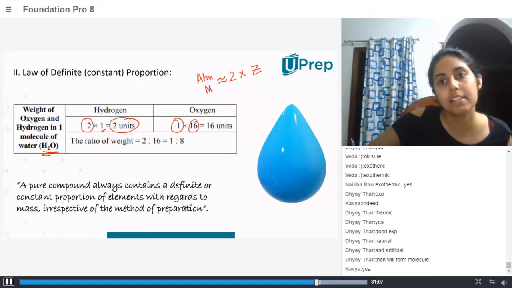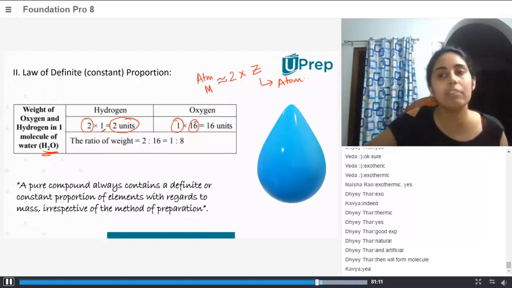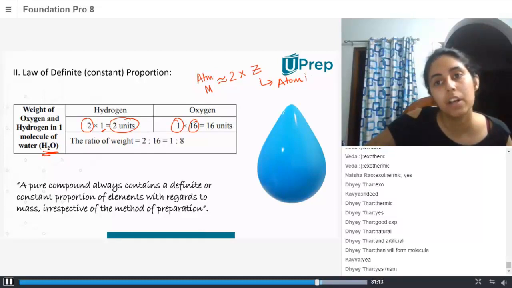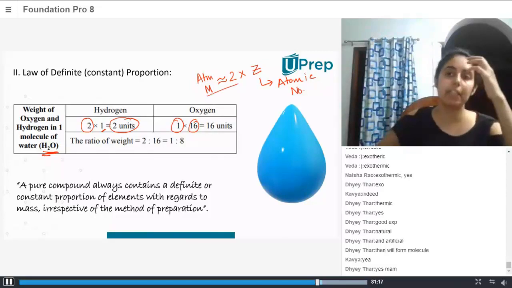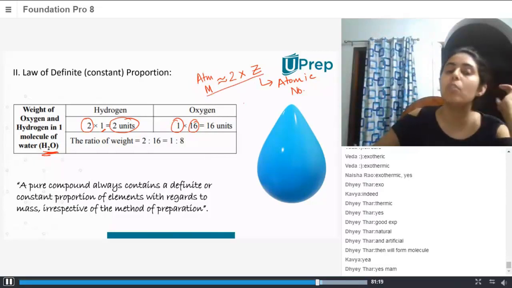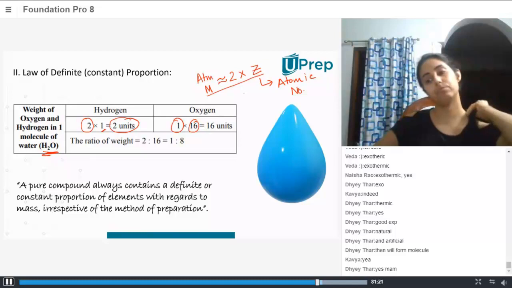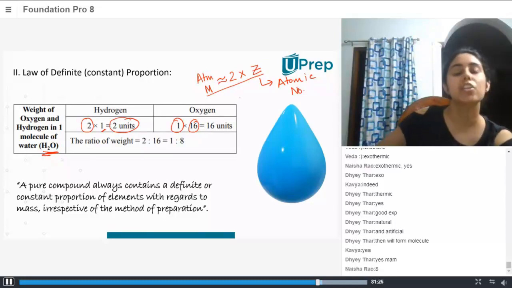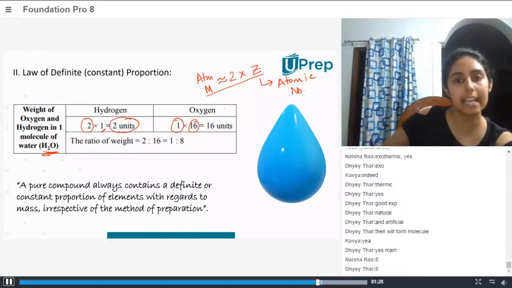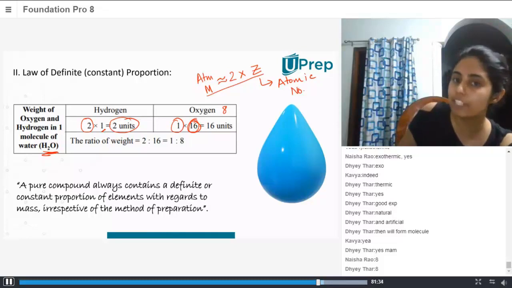This is the atomic number. It is represented by capital Z. So mass is 2 times the atomic number. What is the atomic number of oxygen? It's 8. Very good. So the atomic number of oxygen is 8, so its mass is going to be 16. If I have 1 atom of oxygen, it's going to have 16 units.